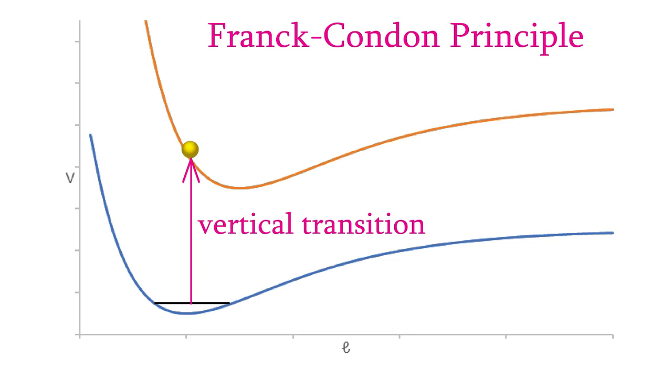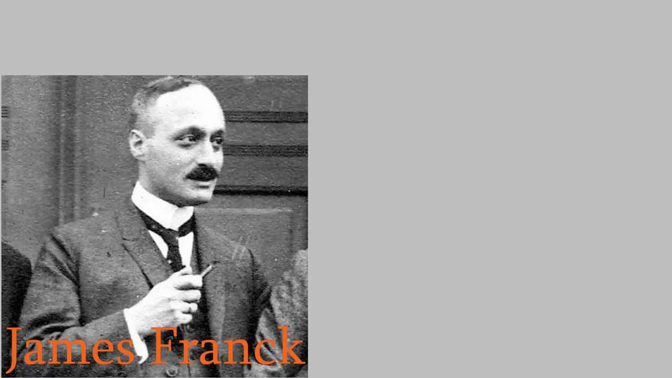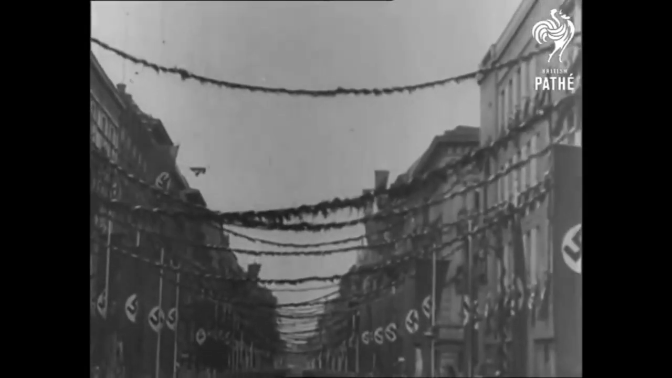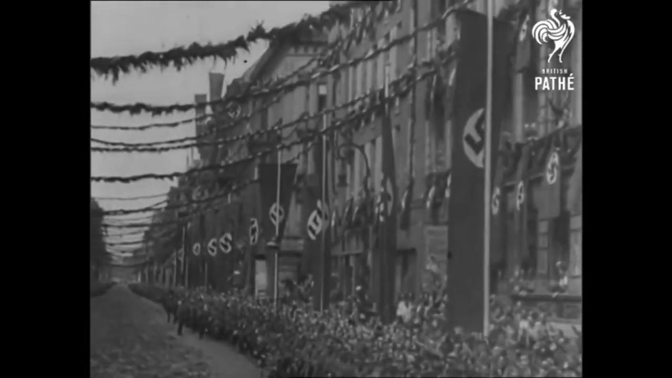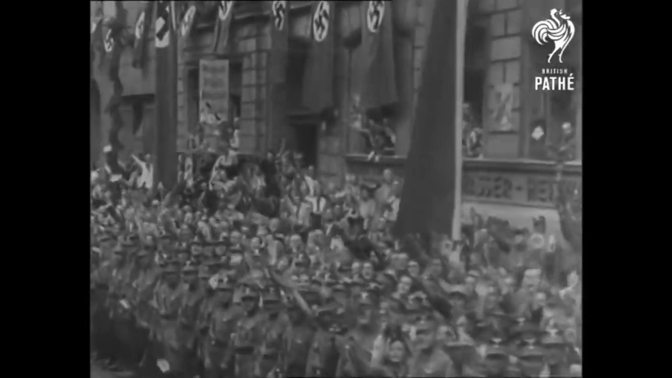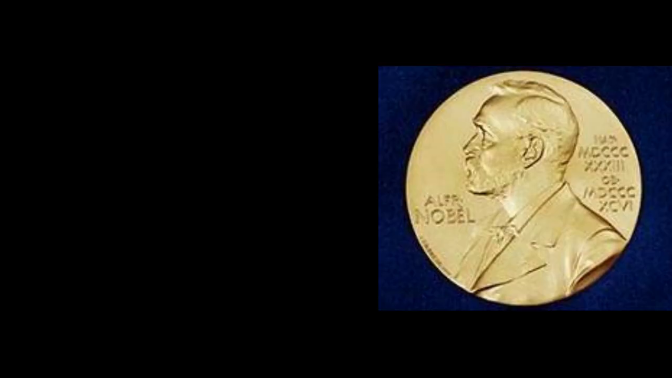The Franck-Condon principle is named after its discoverers, the German physicist James Franck and the American physicist Edward Condon. Franck is one of many scientists who came to the United States during the years before World War II. Franck was Jewish, and when the Nazis came to power, he knew that his career and his life were in danger, despite the fact that he had already received the Nobel Prize in Physics in 1925.